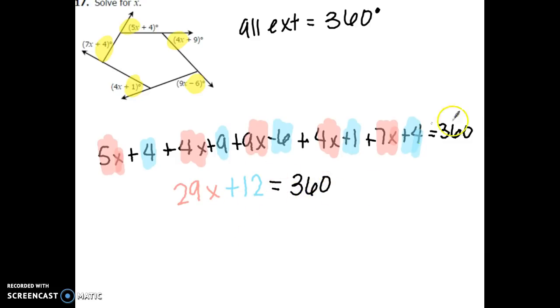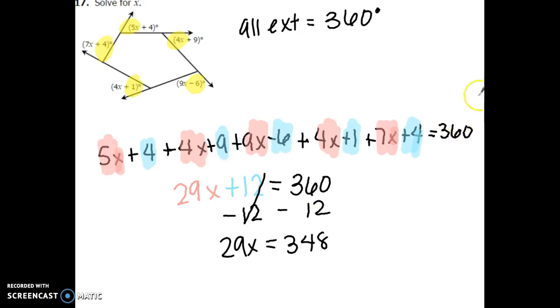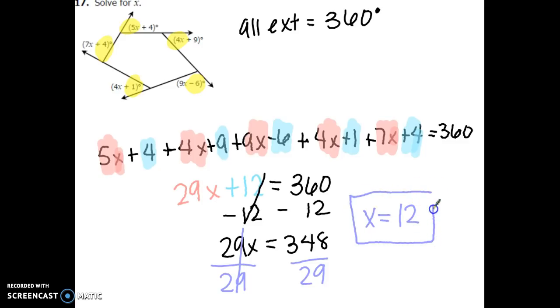Now from here on, we have to solve for x, so I'm going to say minus 12 on both sides. That's going to be 348. We drop down the 29x. And then of course, last step, we have to divide by 29 on both sides. So 29 here, 29 there. And when we figure that out, that should be 12. And that is our answer.